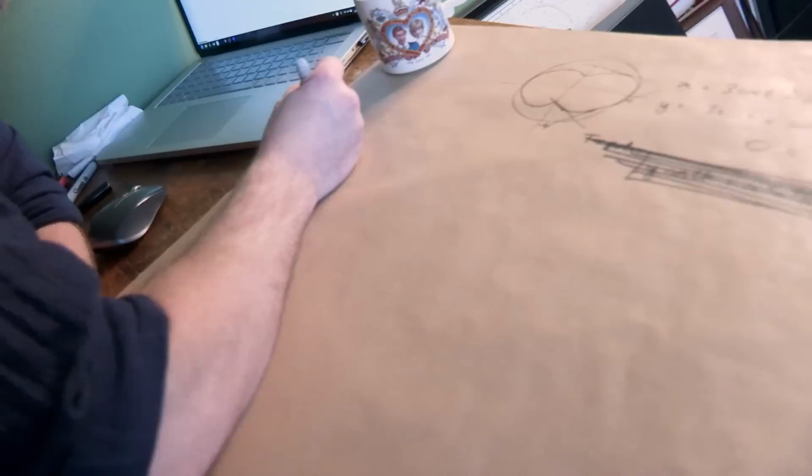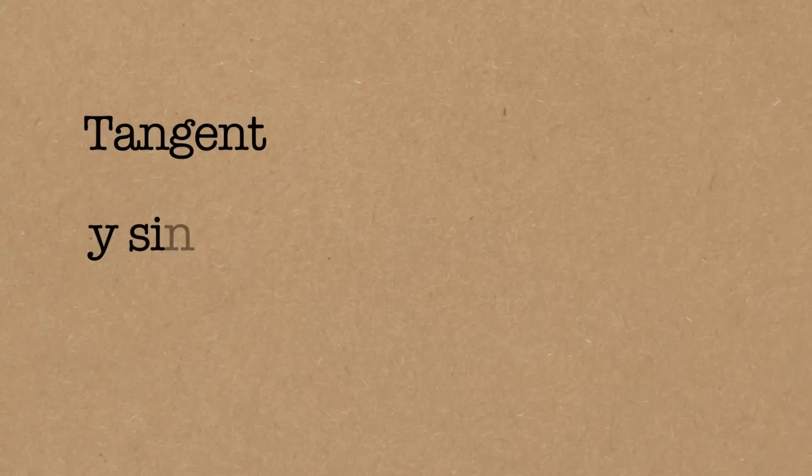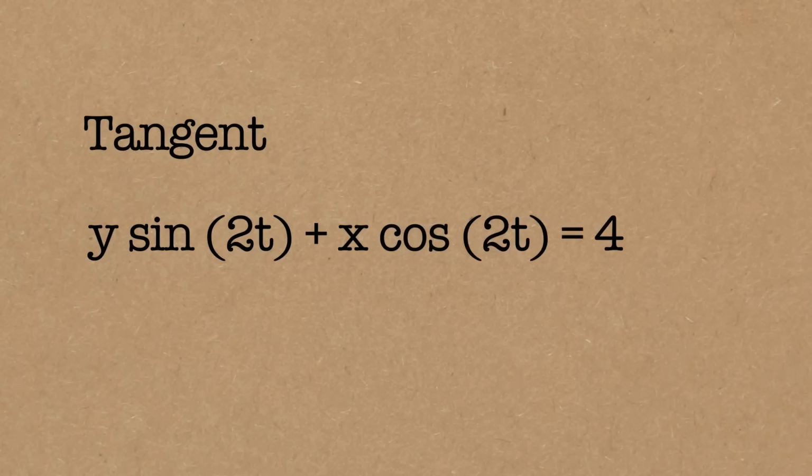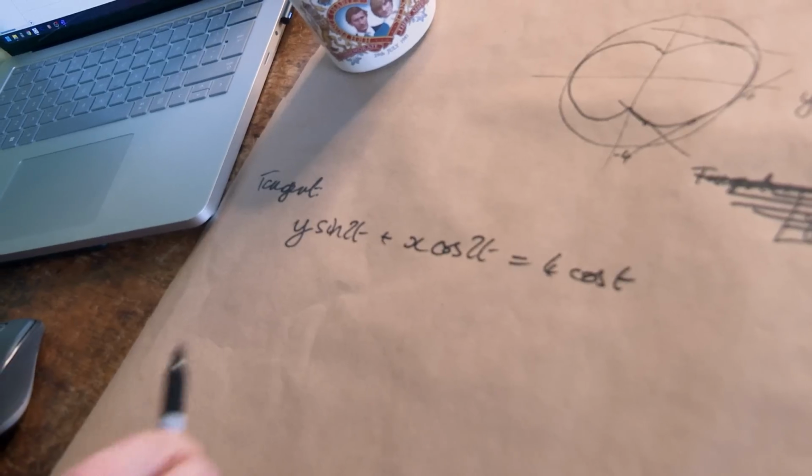Let me get this right. The tangent equation is y sine 2t plus x cos 2t equals 4 cos t. And it is worth checking what that means. So you're saying that?